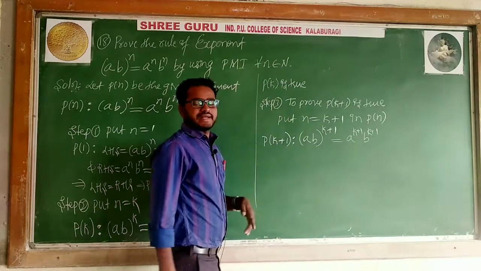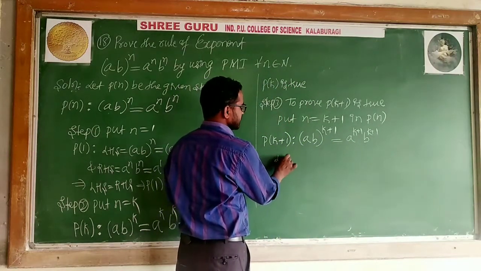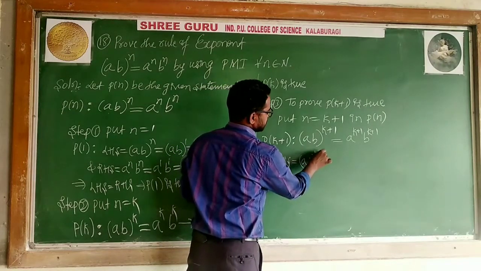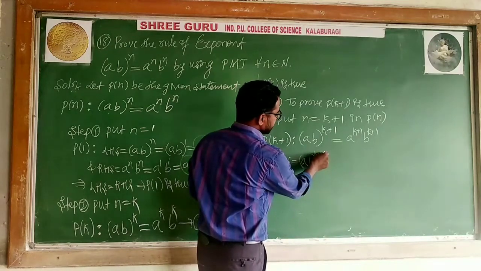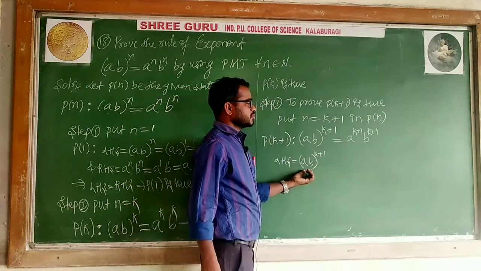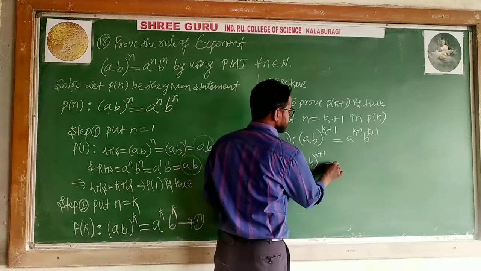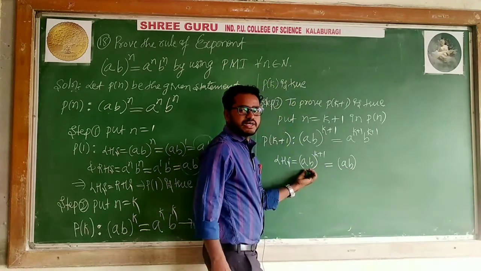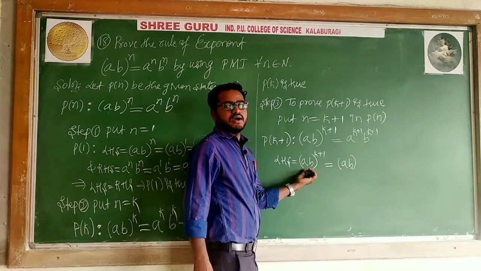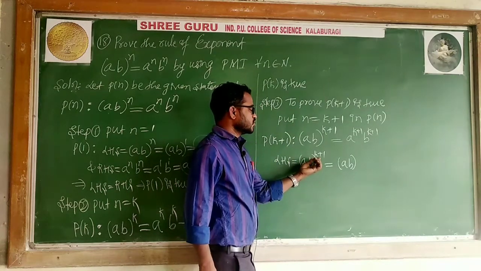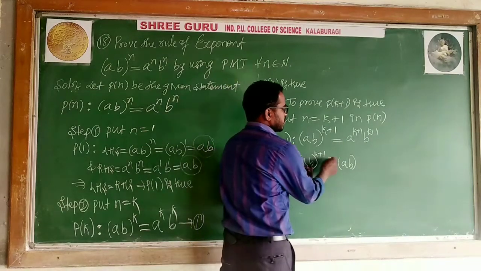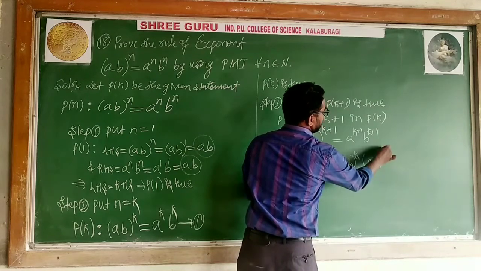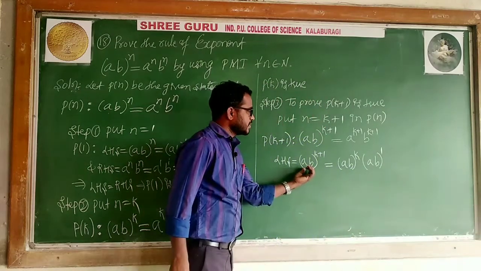But don't consider that. I will take the LHS. What is the LHS? LHS is (ab) whole to the power k plus 1. Can I write (ab) whole to the power k plus 1 as (ab) whole to the power k times (ab) whole to the power 1? Bases are same, so powers you can add, or if you want you can split the powers.